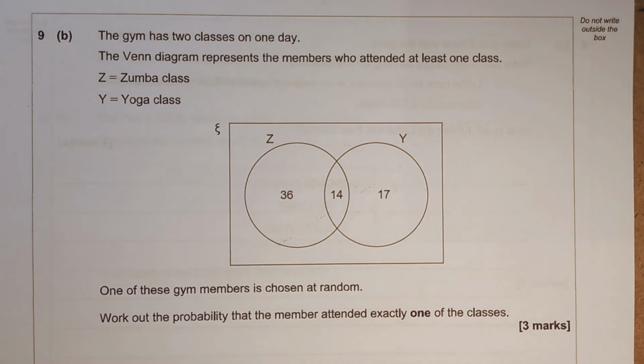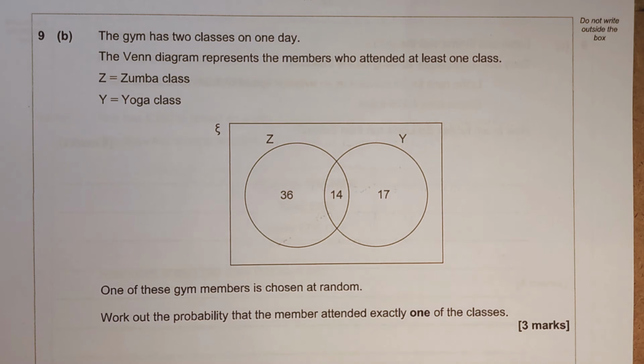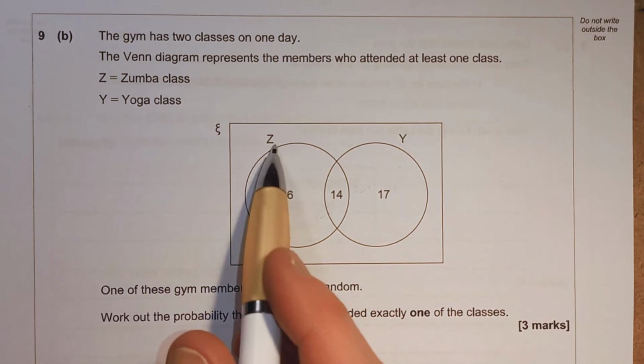9b. The gym has 2 classes on one day. The Venn diagram represents the members who attended at least one class. Okay, at least one class. So they might have attended just one of them, they could have attended the other one, or they could have attended both. So we've got a Zumba class.